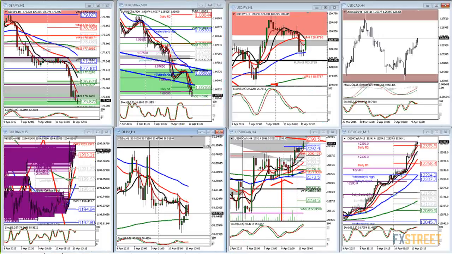On the bottom left is my gold chart. Does that make sense to you right here? You like my gold chart? Probably looks messy, doesn't it?